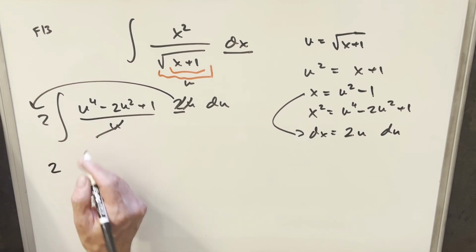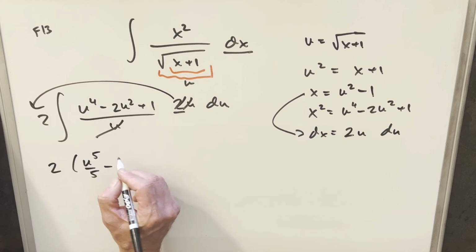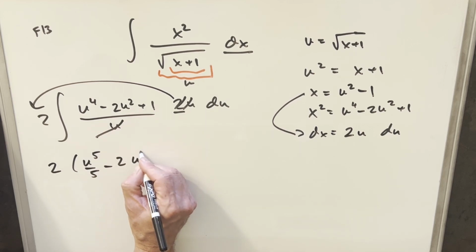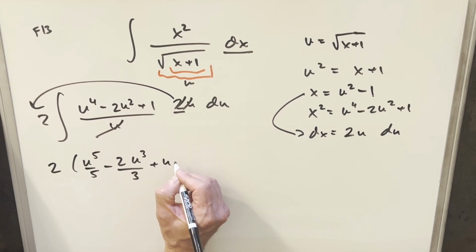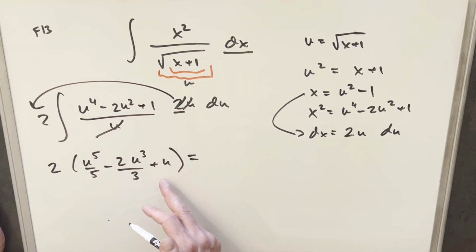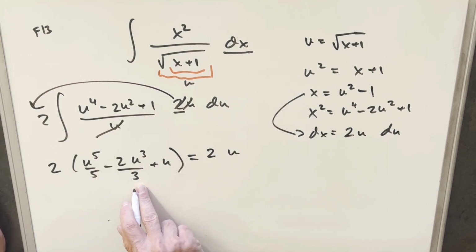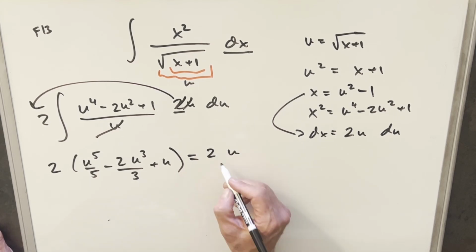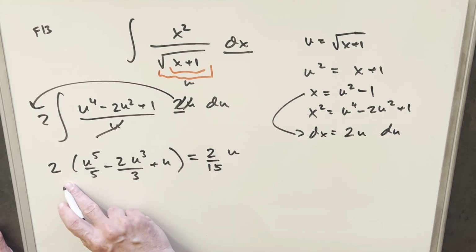So integrating this with the power rule, u to the fourth is going to be u to the 5 over 5. Integrating u squared is going to be u cubed over 3. And then the integral of 1 is just going to be u. Then we could leave it in this form, but I think what I want to do is factor out a u. And also I want to get a common denominator, so I'm going to factor a 1/15 out. So I'm going to put a 15 in the denominator out front.